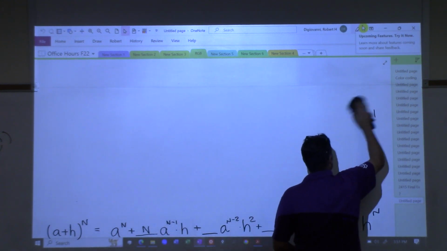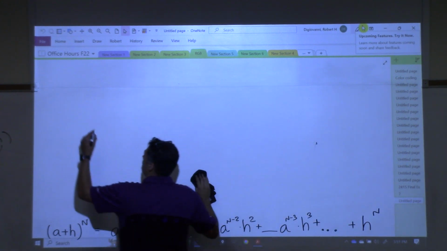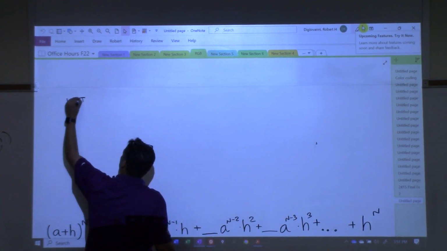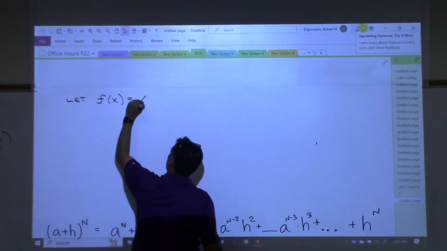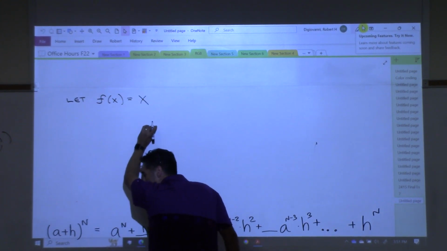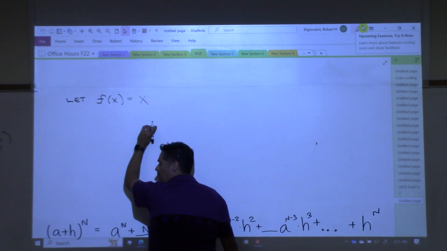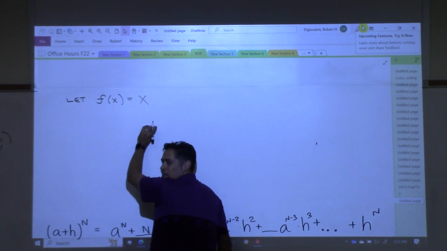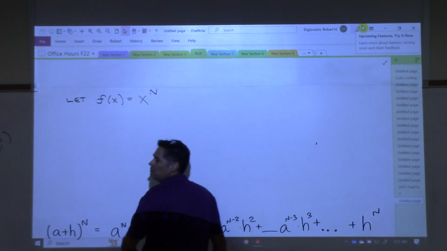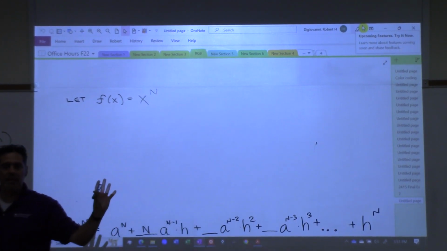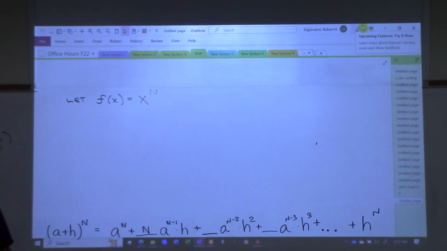Here's your function. Let f of x be x to the, I don't know, what do we want to do? We've already done squared, we've already done fourth power. We can do fifth power, sixth power. Why don't we do the nth power? How about I just leave it as a variable? Just x to some power.